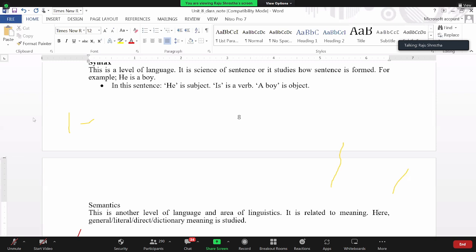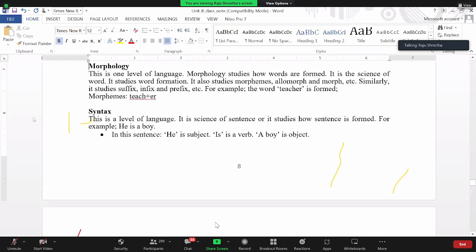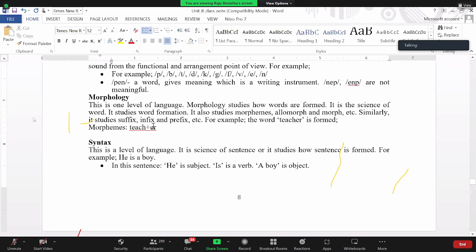Here general, literal, direct, and dictionary meaning is studied. Here the meaning of linguistic items is studied. So this is semantics. Semantics looks at meaning. Understand it as dictionary meaning, general meaning. Semantics studies this. This is one part.